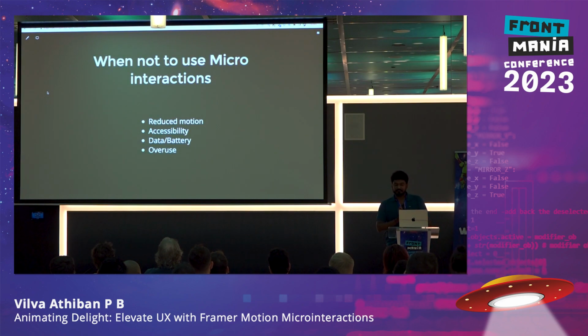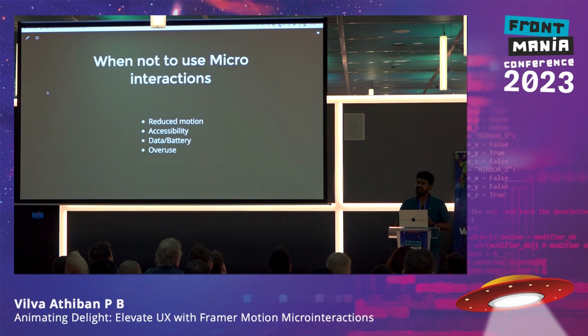Cool. So when not to use microinteractions? We have spoken all the positive things about microinteractions, but when not to use them? So people sometimes enable reduced motion in their mobiles, right? So when that is enabled, your animations are not smooth. It will be staggering. And you can detect it using a hook called useReducedMotion, which tells you whether reduced motion is enabled or not on the particular device, and adjust your animations and microinteractions accordingly.